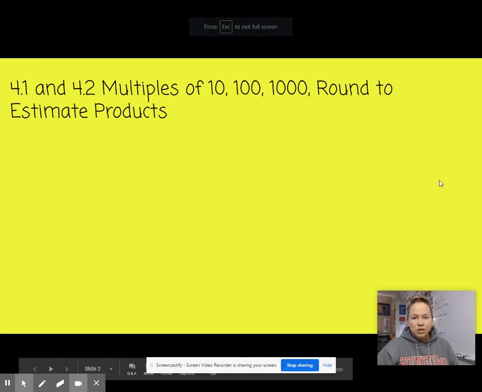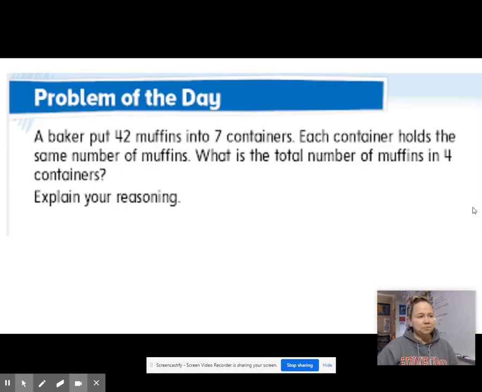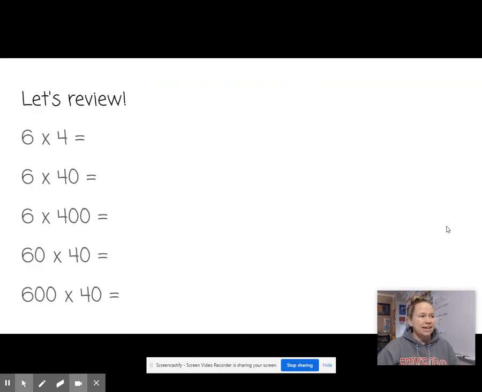Hey there, we're ready to do lesson 4.1 and 4.2, multiples of 10, 100, 1000, and rounding to estimate products. So here we go. We're going to skip over this problem of the day because we're going to do that in person. All right, let's review.